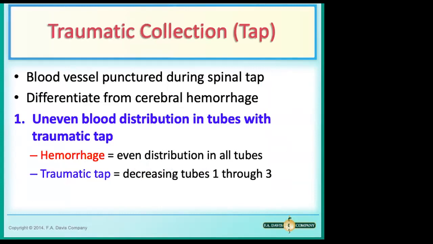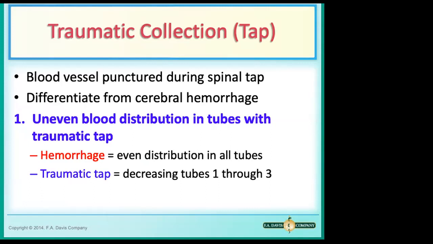So one thing that we have to be careful with is that sometimes we get a traumatic tap. A traumatic collection tap means that there was an injury in the collection process, and you start to see grossly bloody CSF, which can mean that there is a difference.